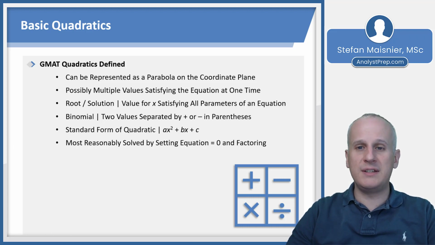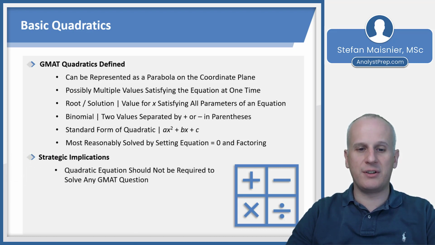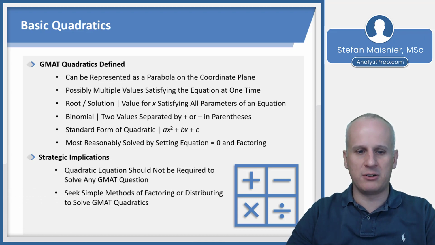These are most reasonably going to be solved by setting your quadratic equation equal to 0 and doing what is known as factoring. Strategically, the quadratic formula, you will note, is not part of this lesson, and you can certainly go look it up. It's fine, but it's not necessary for any GMAT quadratic-based problem solving question. So don't feel like you need it. It's probably more time consuming than what the exam expects you to do.